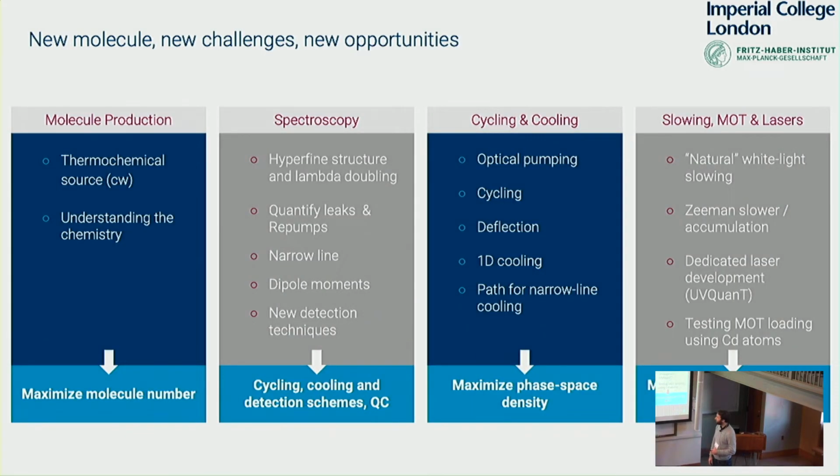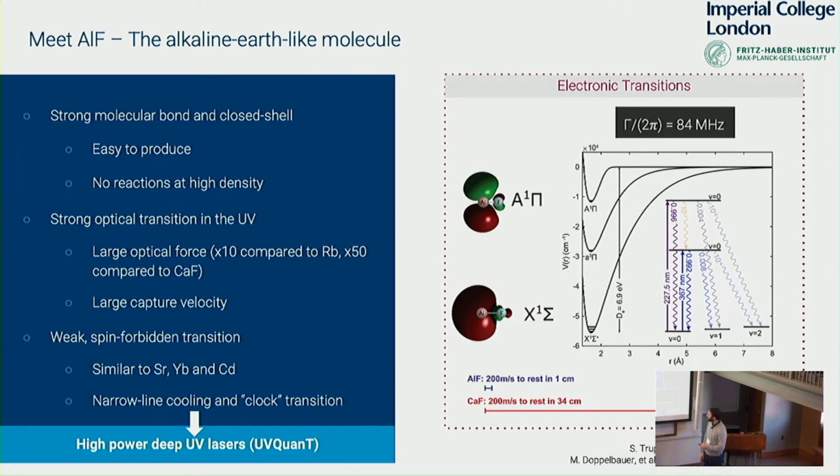When we started this, we had 4 big pillars. We needed to check if we can actually produce these molecules very well with a high density. I had to do a lot of spectroscopy, because there weren't many deep UV lasers available, so there was not much spectroscopy known. This then allowed us to come up with a cycling and cooling scheme and test if it actually works. And now we are implementing the slowing and MOT and developing these deep UV lasers to a whole new level, to make them more stable with higher output powers. All of this is geared towards maximizing the number of molecules in the MOT and also maximizing the density. Just meet aluminum monofluoride.